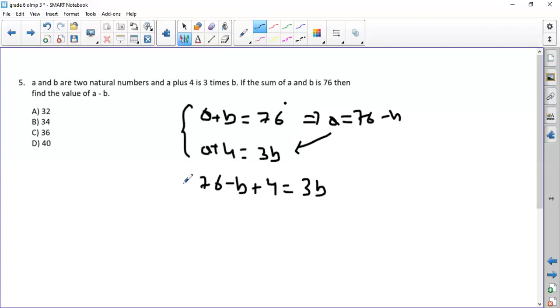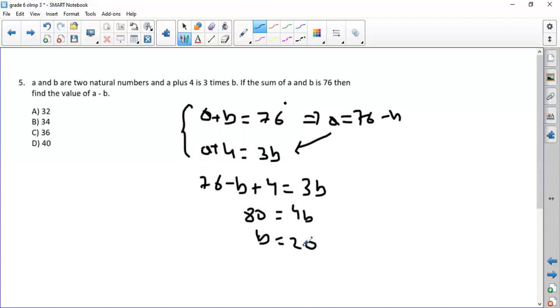So I get an equation which has only one variable now. This is the aim. Let's solve this equation. 76 plus 4 is 80, which is equal to 3B plus B. I will pass B to this side with plus. It will be 4B. So what is B? It is 80 divided by 4, which is 20.